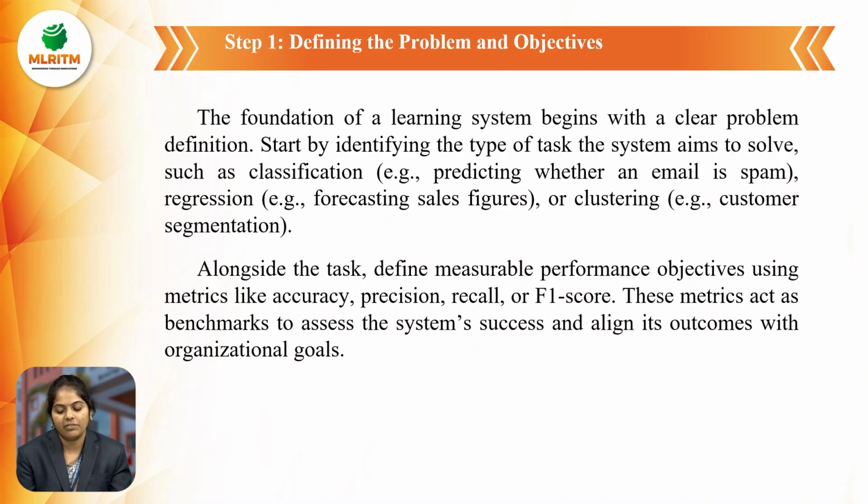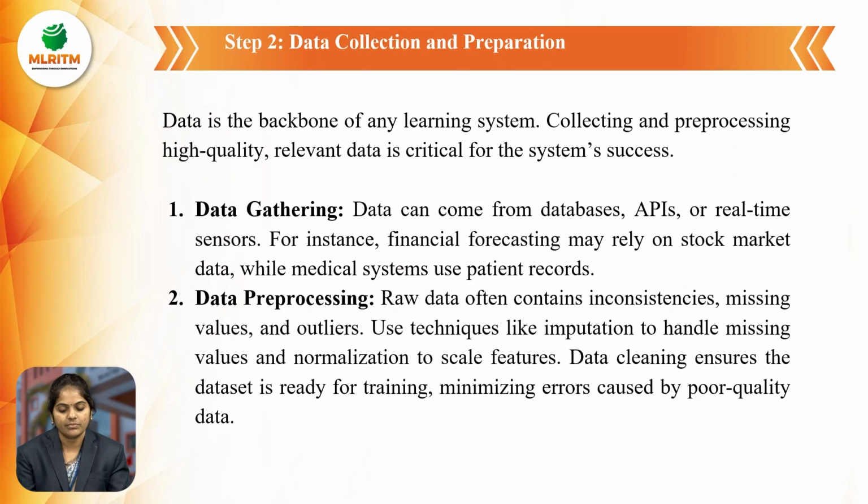Alongside the task, we'll define the measurable performance objectives using metrics like accuracy, precision, recall, and F1 score. So these are some objectives where we define the types of objective which are involved in that particular task, and these metrics act as a benchmark to assess the system success and align its outcomes with the organizational goals.